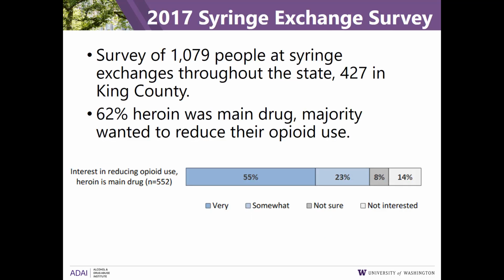So here at the Alcohol and Drug Abuse Institute, we help do a survey every year of people at syringe exchange programs. The last survey was in 2017, and we surveyed 1,047 people at exchanges throughout the state, with 427 in King County. About 2/3 used heroin as their main drug, and among those, 78% were somewhat or very interested in reducing or stopping their opioid use. What this means is that people aren't using just for fun or enjoyment, it's really about avoiding withdrawal, and most people would like to be using less or not at all.